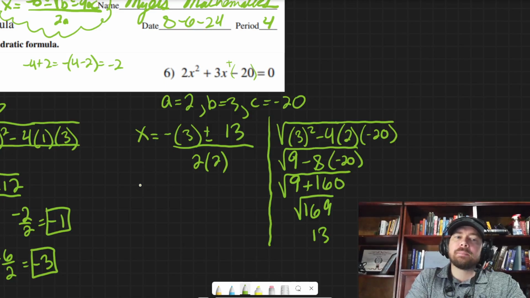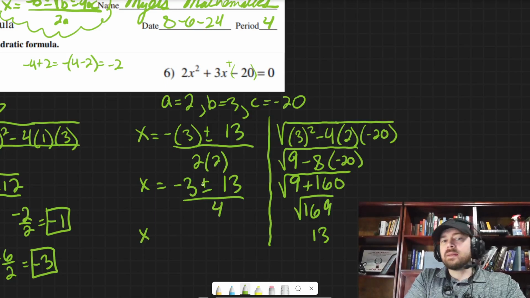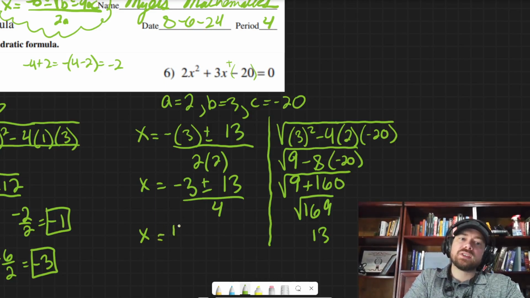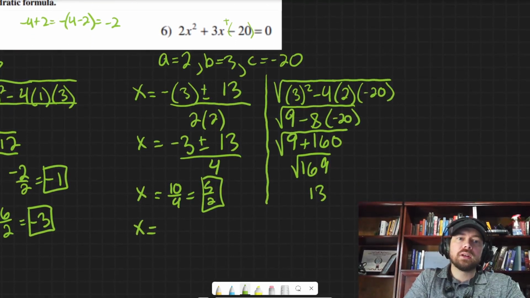And now I don't have to simplify so much in here because under the radical is where you have to do most of the simplifying. So negative 3 plus or minus 13 all over 4. And then I can just split it up from there. So one of them is going to be negative 3 plus 13, which is actually the same exact thing as 13 minus 3, which is 10 over 4, which simplifies to 5 halves. And the other one would be negative 3 minus 13, which is negative 16 over 4, which is negative 4.